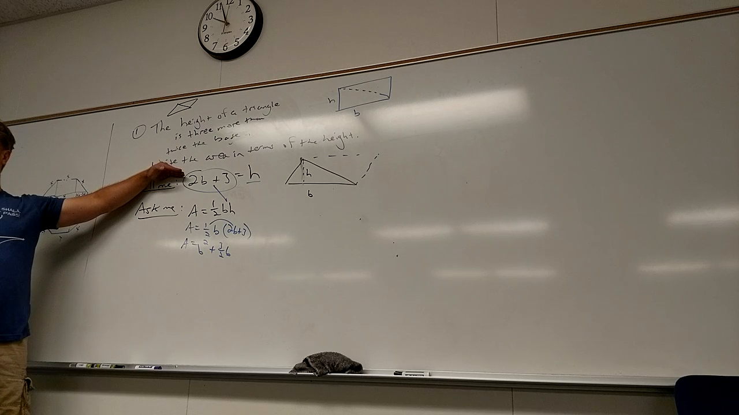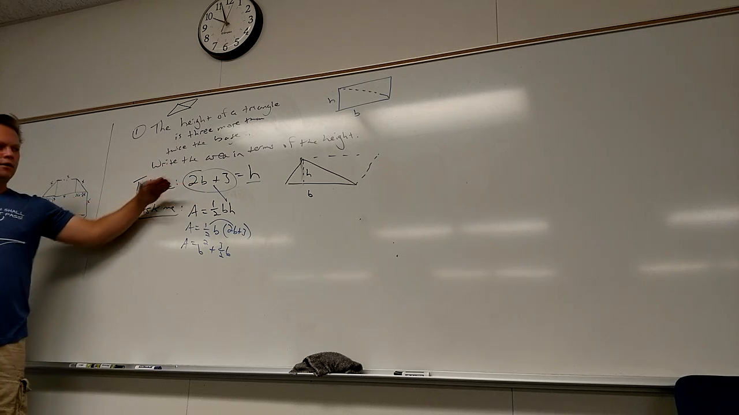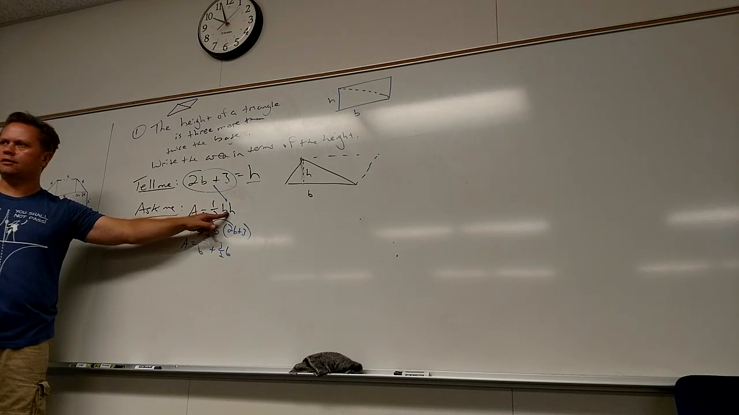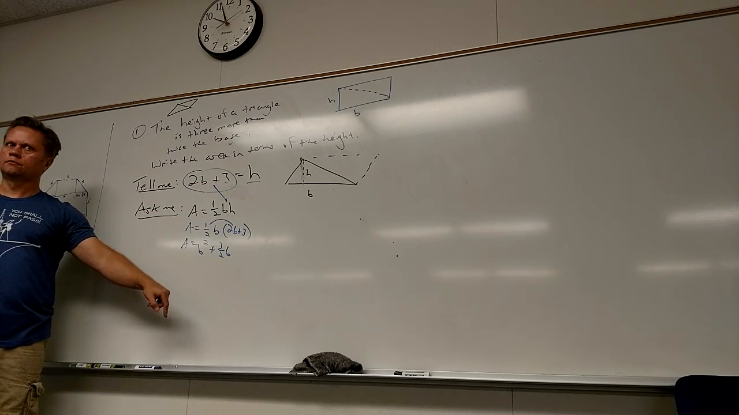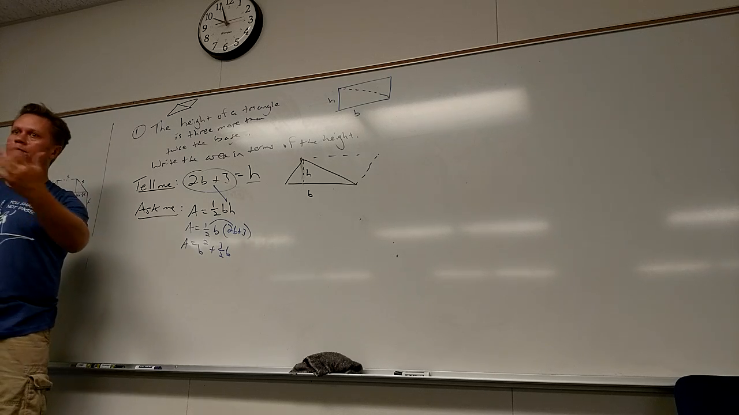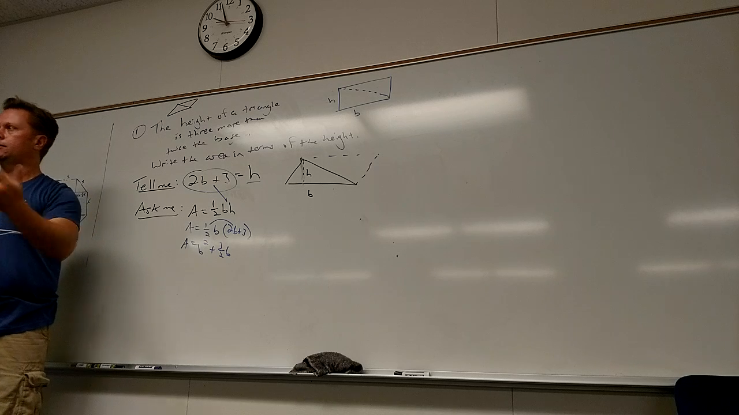Tell me, write the equation for what they tell you. Ask me, write the equation for what they ask you, and then use this in this. And then I've got my parabola. I can just do negative b over 2a to find the max or the min, whatever it is they're asking me for.